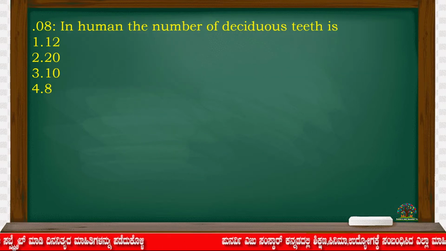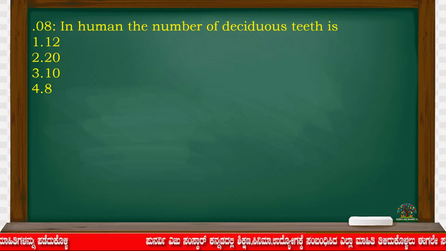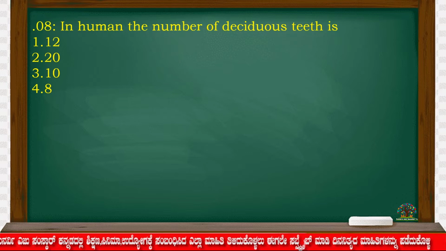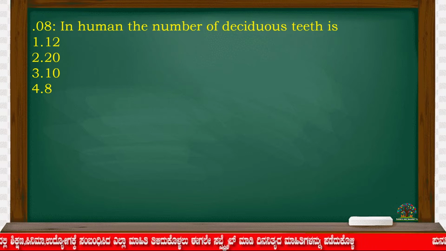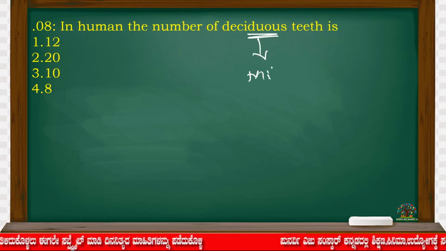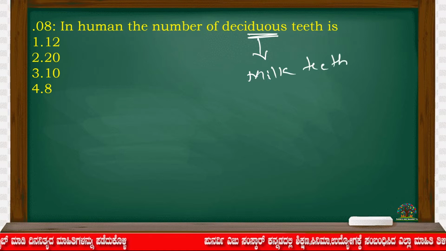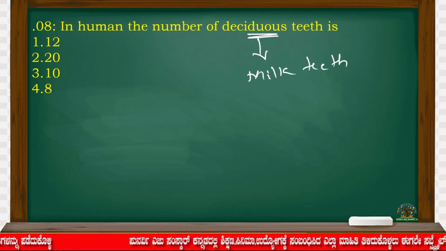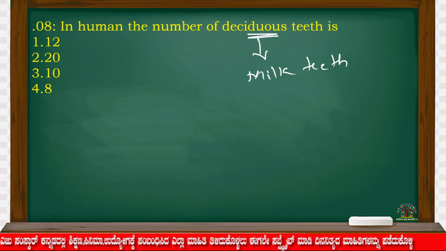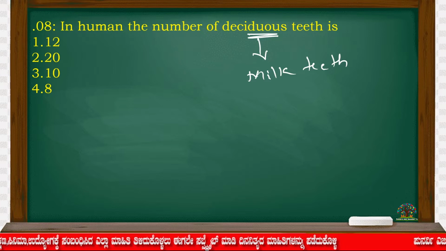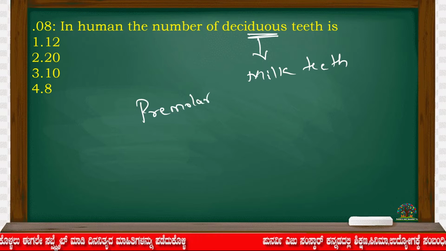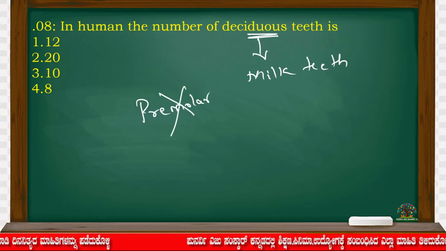Question number 8, which reads, in human, the number of deciduous teeth is option 1 12, option 2 20, option 3 10, and option 4 8. To solve this question, we need to understand this terminology called deciduous teeth, which is nothing but the milk teeth. Milk teeth is a set of teeth that human beings usually possess before maturation, and usually milk teeth will not have premolars. So premolars are completely absent in the milk teeth.